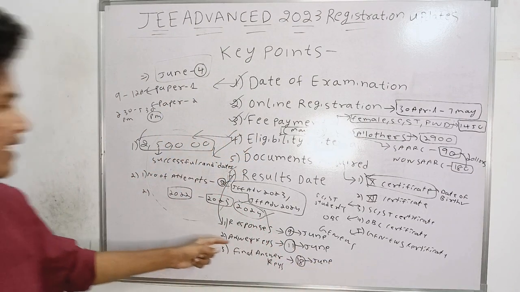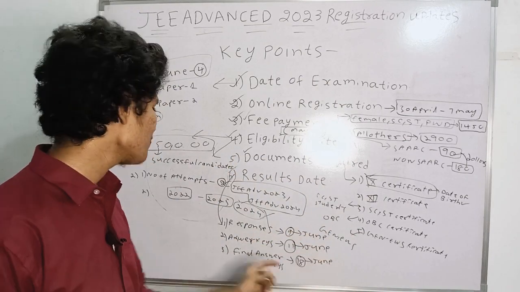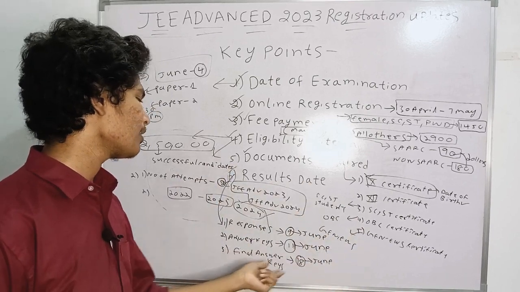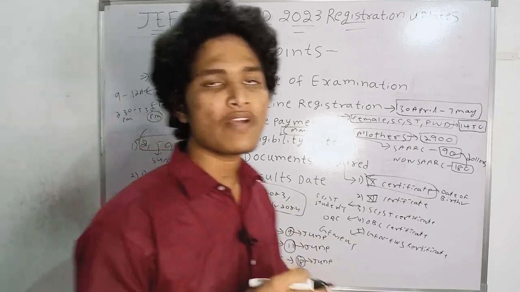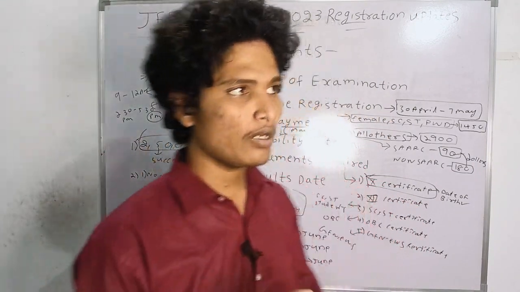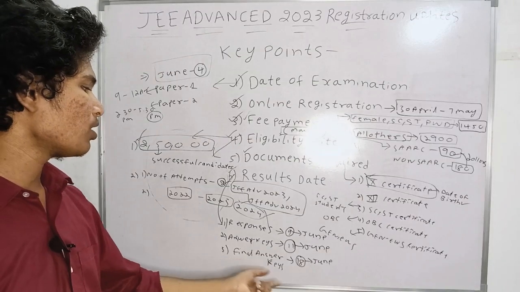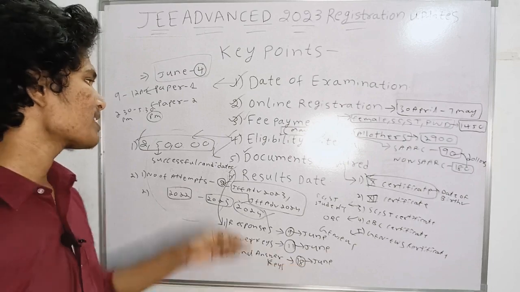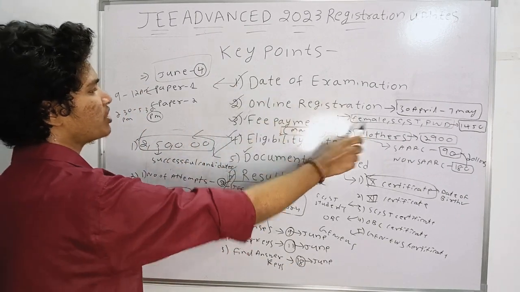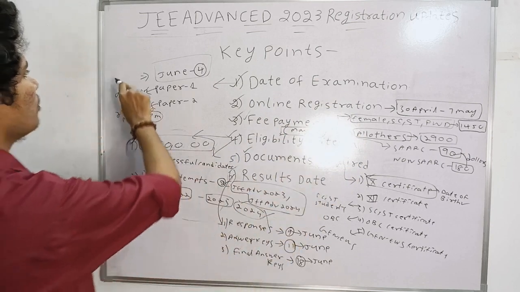Basically, it is very important to understand that the responses, the answer sheets you submitted, will come on 9th June, and on 11th June the answer keys for those responses will come, and then the final answer keys. After releasing the final answer keys, they will release the rank list. Within 2-3 hours they will release the final result, so you can wait up to that date, 18th June. So basically these are all the points I already covered: data examination, online registration, fee payment, eligibility criteria, documents required, and result date. You have to remember these points.